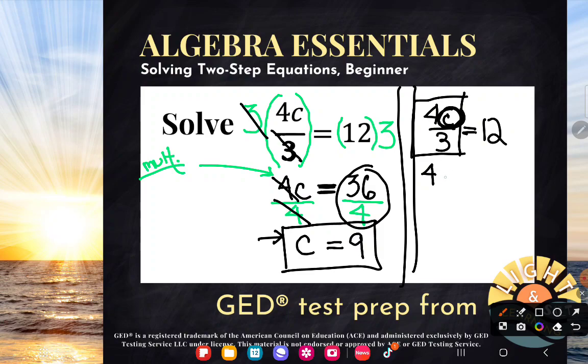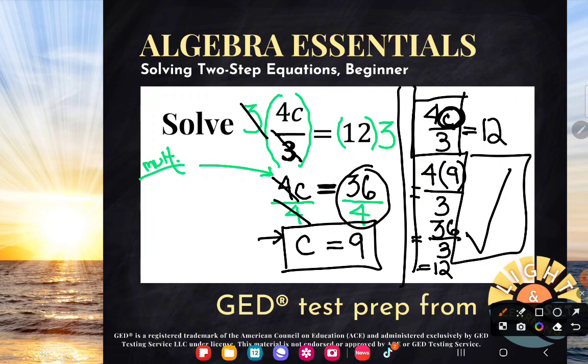So if I have this 4, and there's c shoved against it, so it's multiplying. I multiply that 4 by 9, and then I divide by 3. Do I really get 12? Well, I don't know. Let's check it out. 4 times 9 is 36. And if I take 36 and divide it by 3, do I get 12? I sure do. And so, yes, I did my work correctly. C equals 9 is the solution.